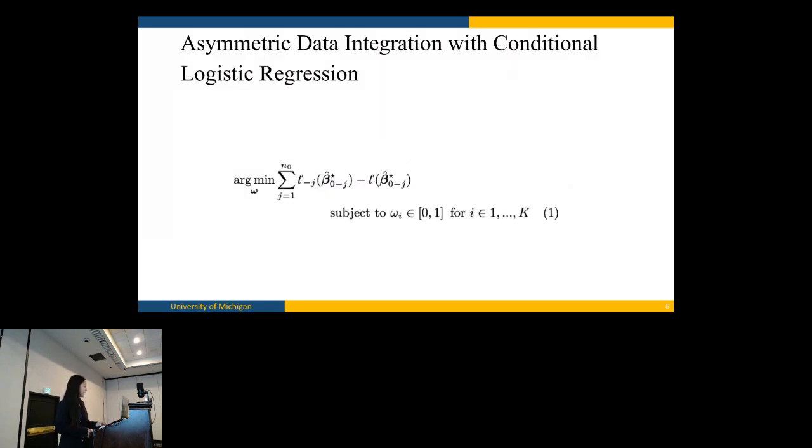The leave one out cross-validation error is the negative log likelihood of the leave one out parameter estimates. The leave one out parameter estimates is the estimate that maximizes the leave one out log likelihood. So we then get the weights for each external data set by the optimization of this leave one out estimate.